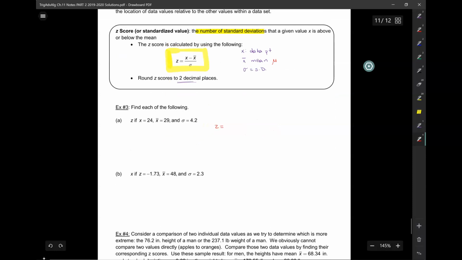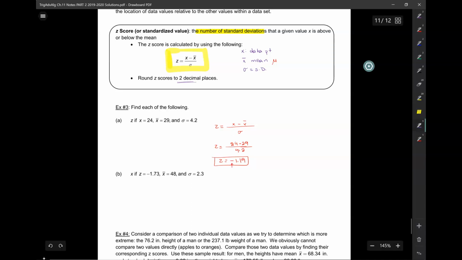So z is x minus x bar over sigma. You can't mess up the order of the x and the x bar, right? So z is 24 minus 29 over 4.2. Okay, z is negative 1.19. You see how the order makes a huge difference, because here we got z equals negative 1.19.